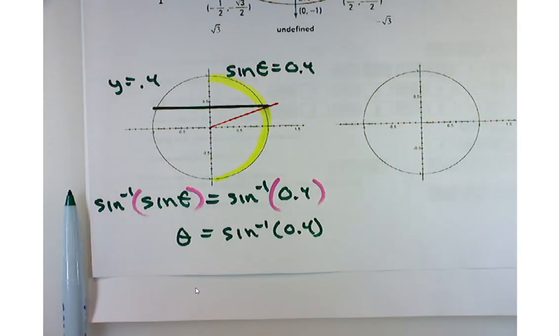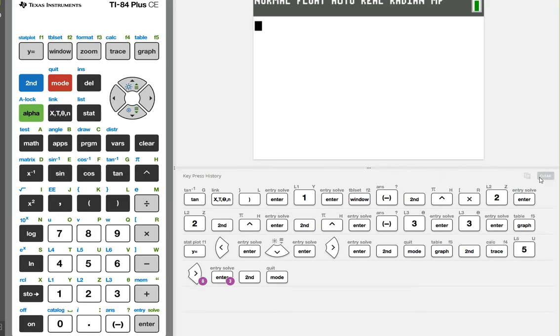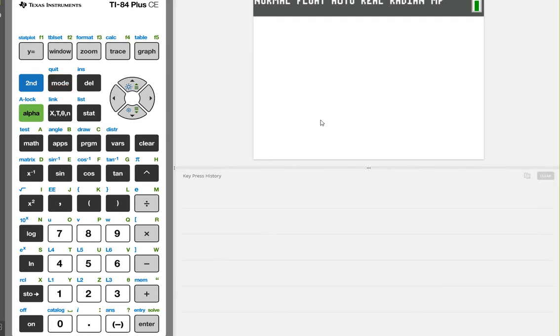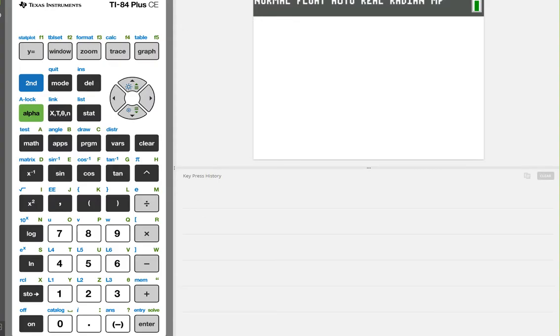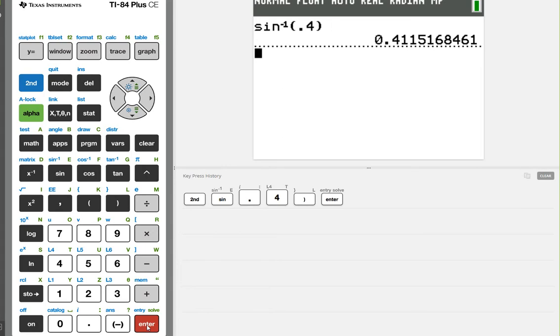All right, let's get that out on a graphing calculator. What mode should we be in? Take a look at the problem. It says we want answers in the interval 0 to 2 pi. That's kind of telling you. Radians. All right, so I'm in radians. I'll do the inverse sine of 0.4, and I get 0.411.